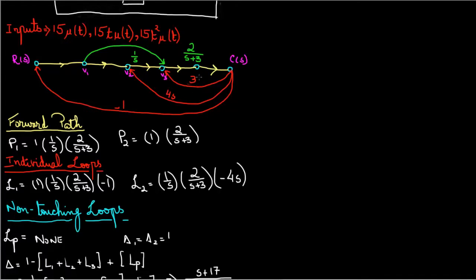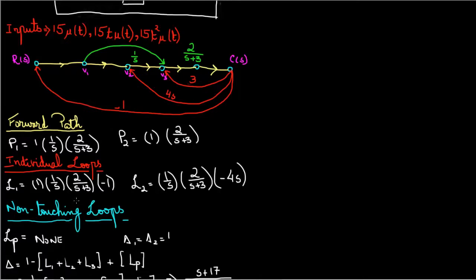Now, third loop, as you may be thinking, well, why aren't we using this? Well, the reason you can't use this is because of this loop right here, which is a forward path loop, and it contradicts the rule that we learned doing Mason's rule, which means that we cannot have this as an individual loop.